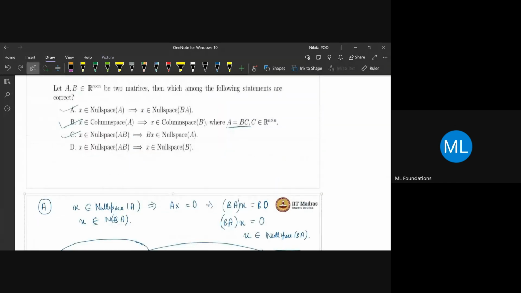Now the next option is x belongs to null space of AB implies Bx belongs to null space of A. So x belongs to null space of AB means what? ABx equals 0. Right. So from here you can see Bx belongs to null space of A. So it's quite easy. So this is also true.